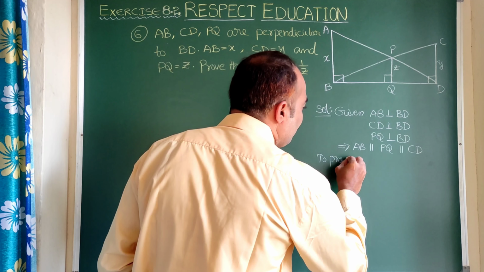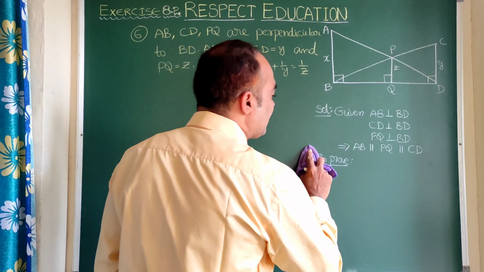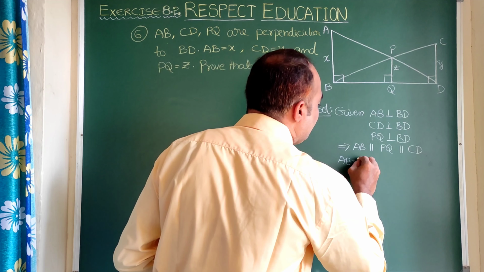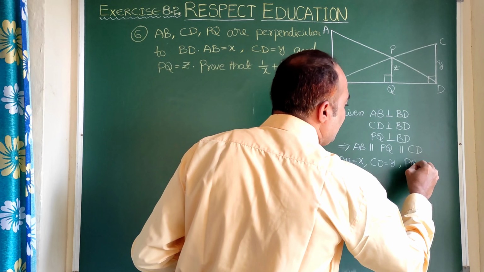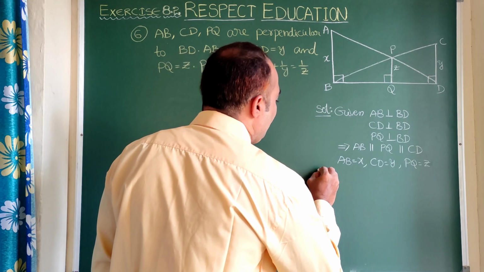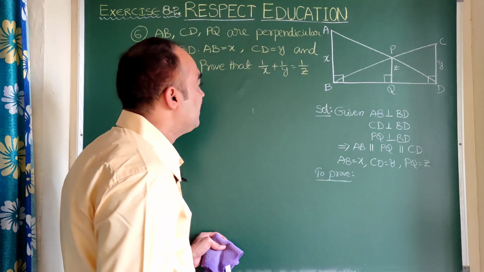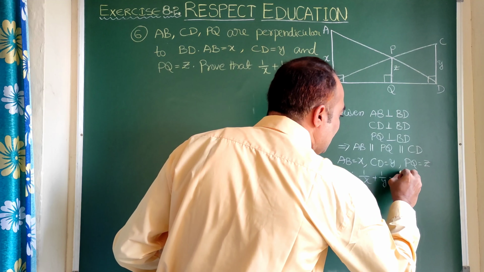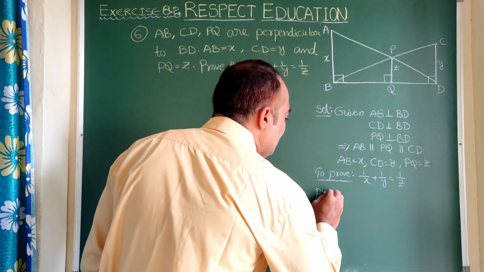And in the given condition, these values are also given, so let us add that point here. Also given AB is equal to X, CD is equal to Y, and PQ is equal to Z. So these are the given quantities. Now let us see what to prove. To prove: 1 by X plus 1 by Y is equal to 1 by Z.